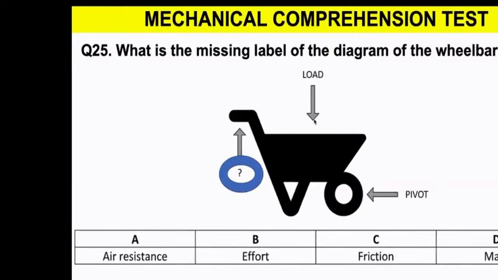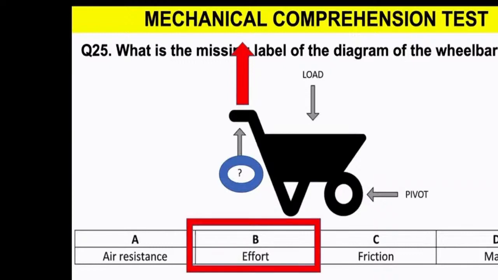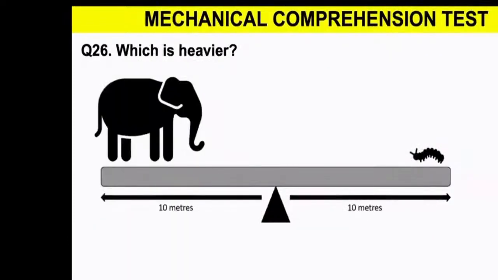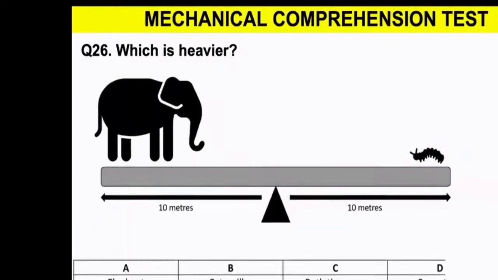Well, we can see there that we've got the load, which is going downwards because the load will be in the wheelbarrow. We have the pivot there, which is the wheel. So which label goes there? Well, if you think about it, you would have to lift the wheelbarrow, and that takes effort to lift it up. So the correct answer, the logical one, is effort, B. So now it's your turn to try a mechanical comprehension test question.